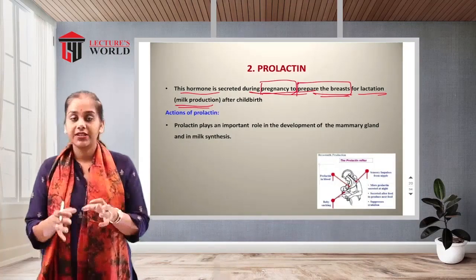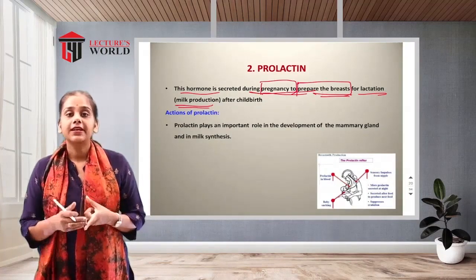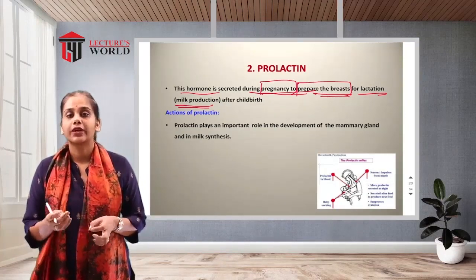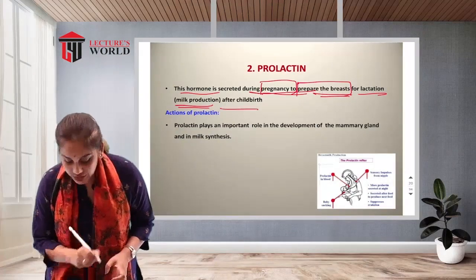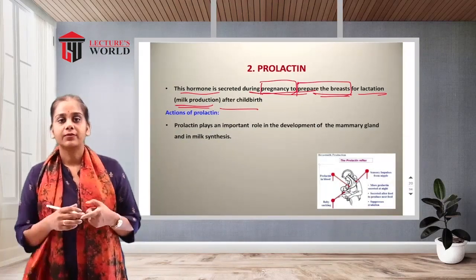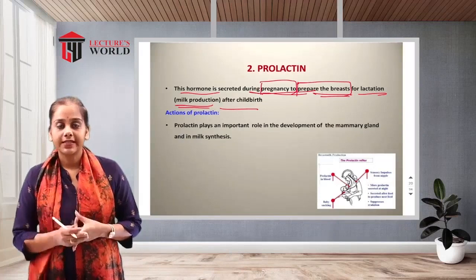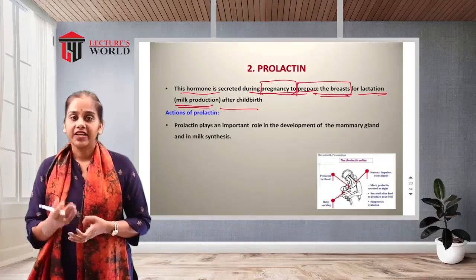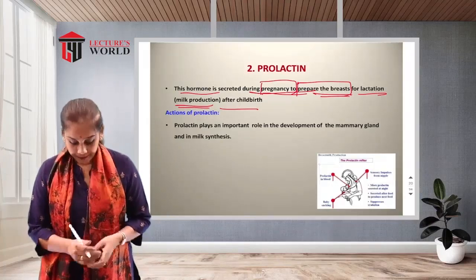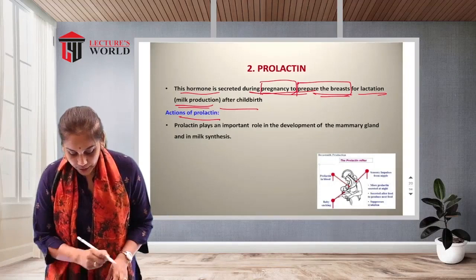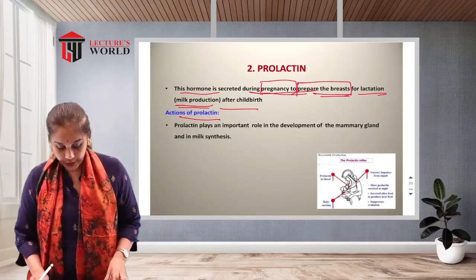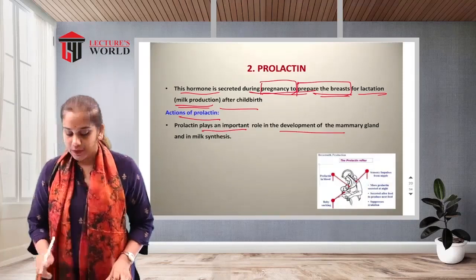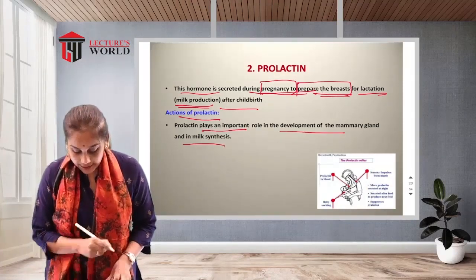What is lactation? Lactation means milk production in the breast after childbirth. So they prepare the breast for lactation. Then the action of prolactin: which is the main action of prolactin? Prolactin plays an important role in the development of the mammary gland and in milk synthesis.